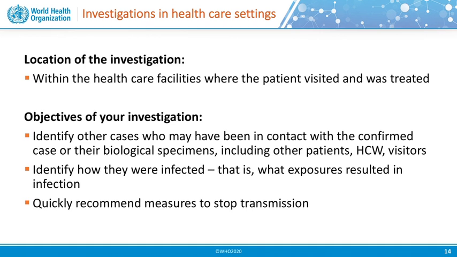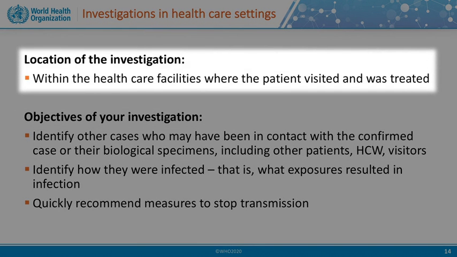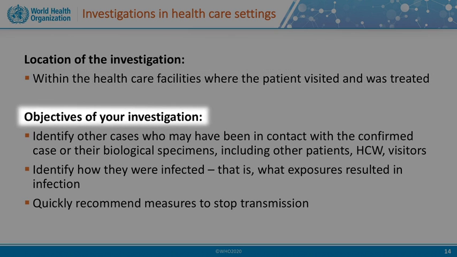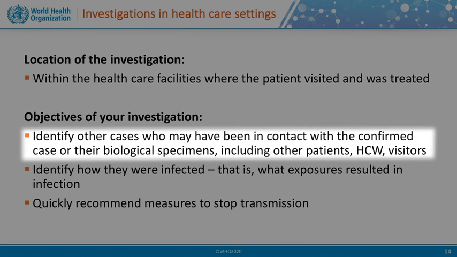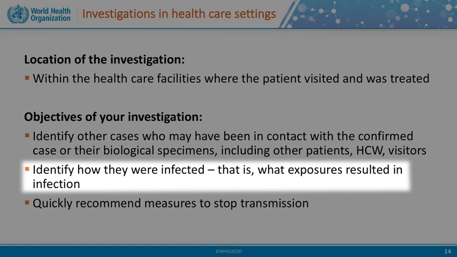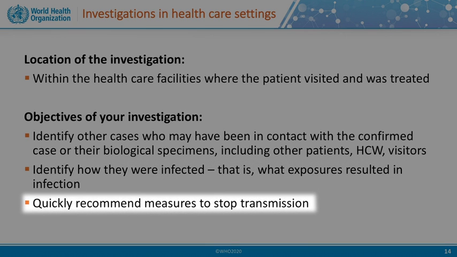There are different locations where you can conduct an outbreak investigation. The first one we will describe is an outbreak investigation in a healthcare facility. This would take place in a healthcare facility where a patient visited or was treated. The objective of this investigation in a healthcare setting would be to identify other cases who may have been in contact with the confirmed case or their biological specimens, including other patients, healthcare workers, and visitors. And what we would need to do is to identify how any secondary cases were infected. That is, what were the exposures that resulted in infection? And quickly be able to recommend measures to stop human-to-human transmission.